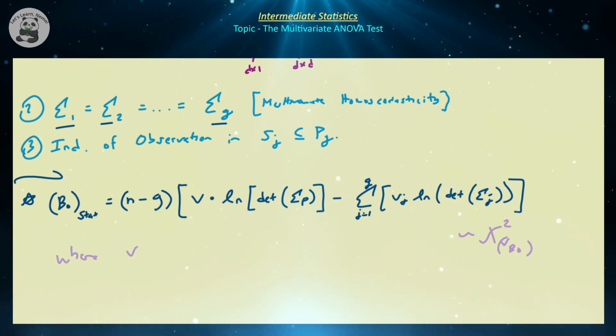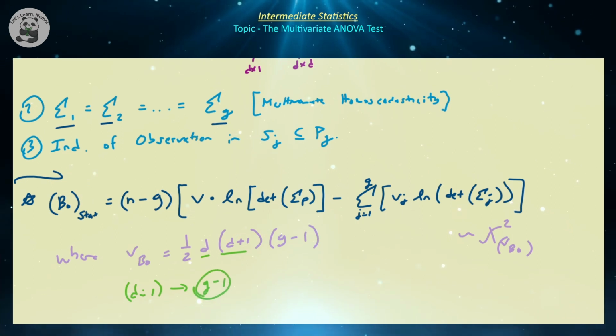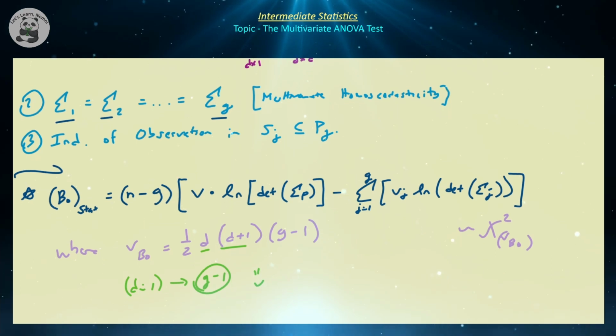So this degrees of freedom nu box is going to be equal to 1/2 of d times d plus 1 times g minus 1. Now notice a nice little special case when d is equal to 1. Notice that we're going to have 1 times 2 divided by 2. That's just going to be 1. We're just going to have g minus 1, which is the degrees of freedom for the associated distribution of a Bartlett test statistic, i.e. the univariate case, right? So that's actually a nice little observation that you can make here.